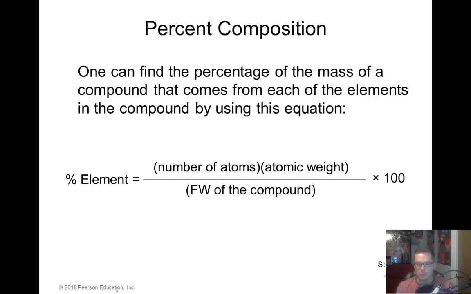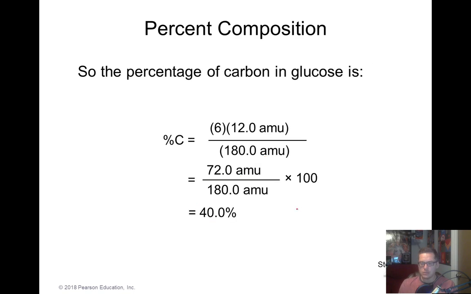Percent composition is simply finding the percent of your mass that is whatever element you're asking about. In order to find it, it's kind of like finding your score on a test. You take the mass of that specific element divided by the total mass times 100. So you take the number of atoms of whatever element you're talking about, multiply that by the atomic weight of that element, and divide it by the formula weight of the compound, and then times 100 to get it to a percent.